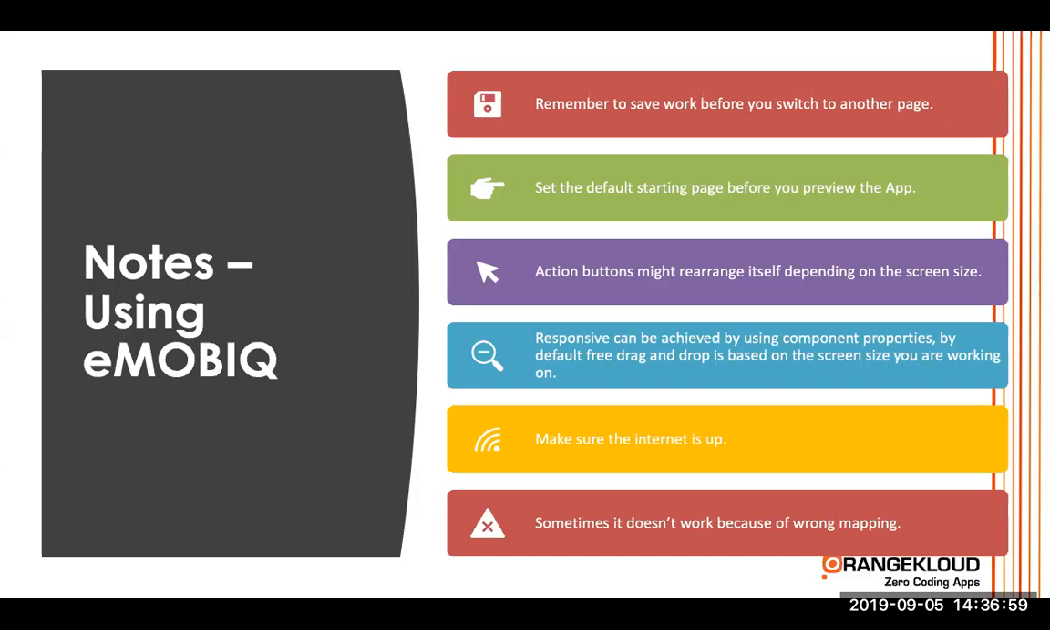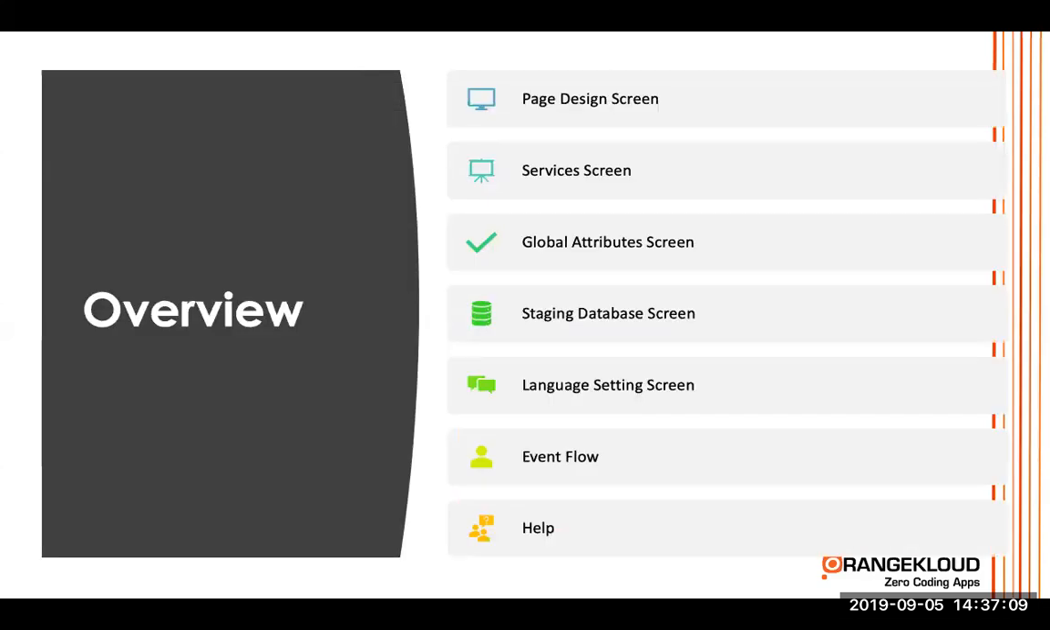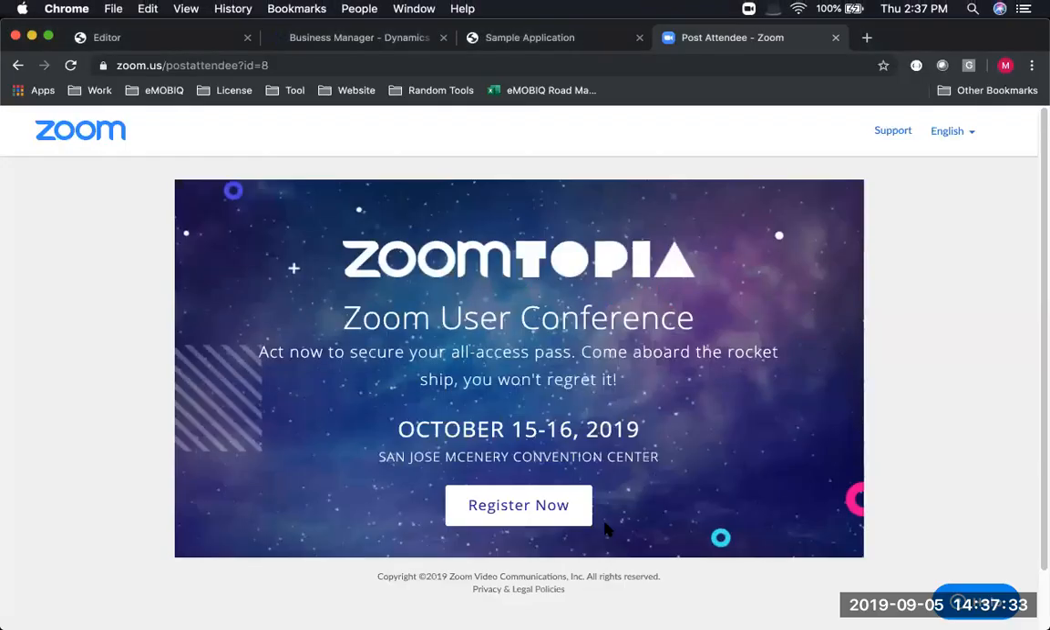Okay. So now we're going to start running through the whole development environment. We'll be seeing bits and pieces of it. Before we start, I want to explain the overview, meaning what the screens are, what the capabilities are, and what the things are that you see in the screen itself. As here you can see, we have page design, service screen, global attribute, staging, language, event flow, and help. So what are all these things? I'll be explaining it inside the platform itself. So let's switch to the platform itself.